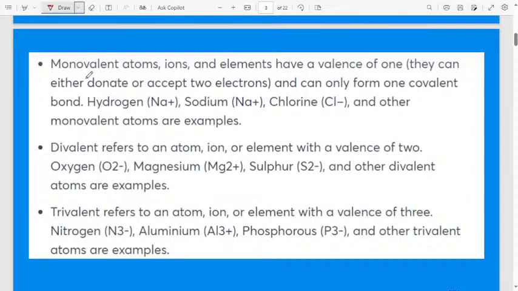Let us discuss in detail what is meant by monovalent atoms. Monovalent atoms means atoms and elements have a valence of 1. They can either donate or accept electrons and can only form one covalent bond. Examples: hydrogen H plus, sodium Na plus, chlorine Cl minus, and other monovalent atoms.